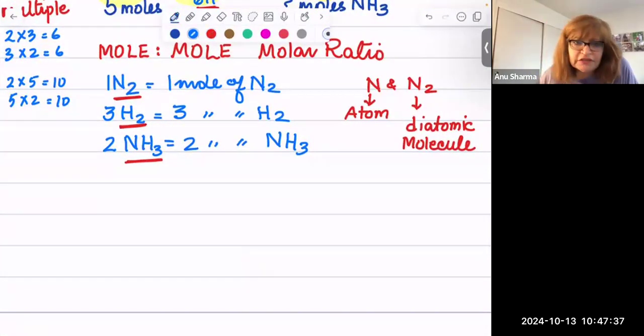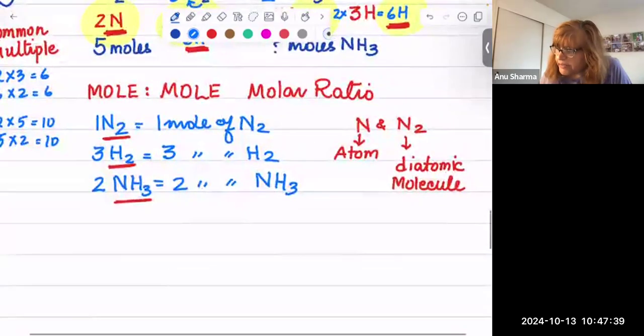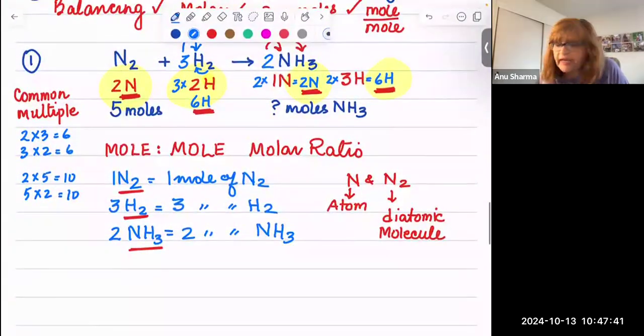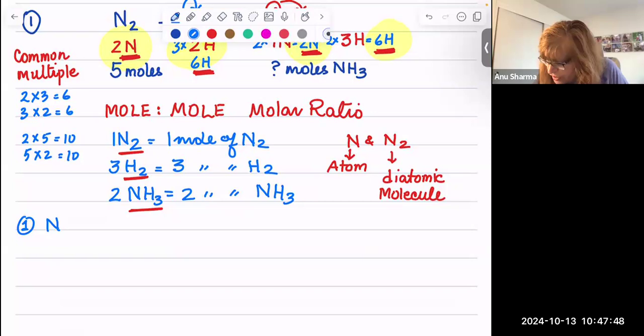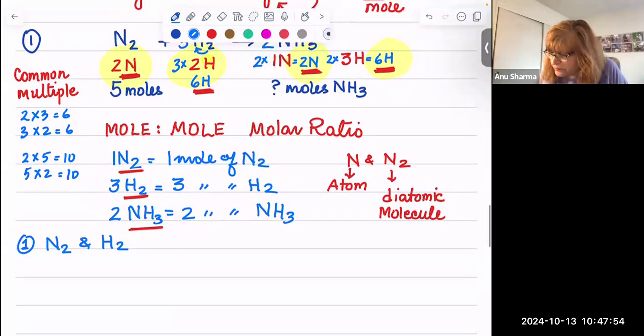Now, this is our language. Instead of writing those big sentences, we can express the whole thing as a mole to mole ratio. So let's look at the mole to mole ratio of nitrogen, N2, and H2. That's the mistake students make.